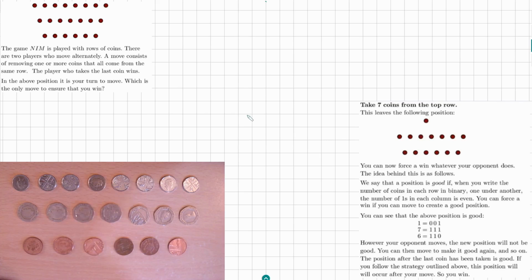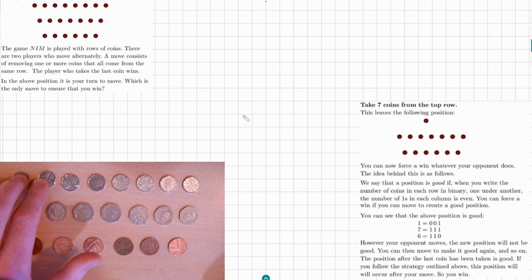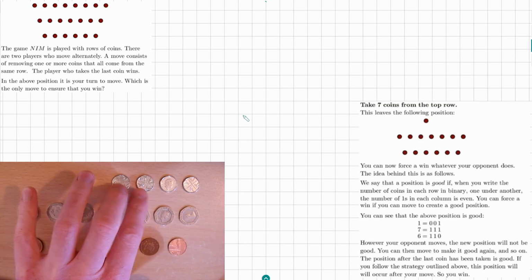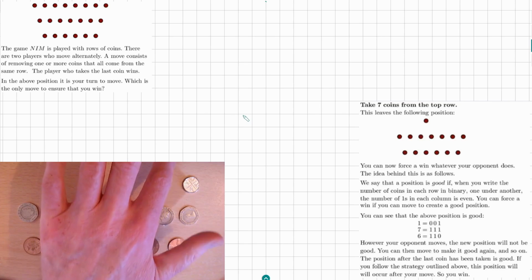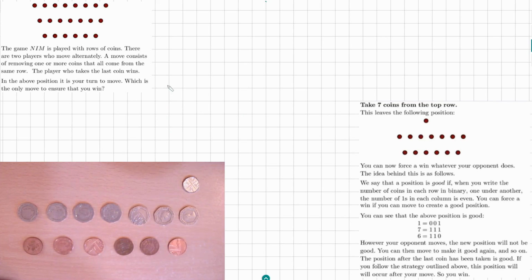Okay, so we have our coins lined up here and we're going to do what they recommend in the solution, which is take away 7 coins from the top row. And that's our move. So we're going to leave 1 in the top row, 7 in the second row, 6 in the bottom row. And we're going to write these out in binary form, just as it says in the solution.